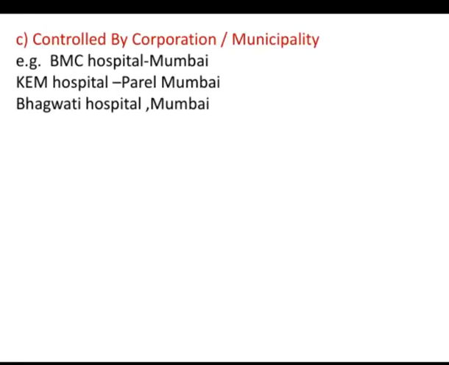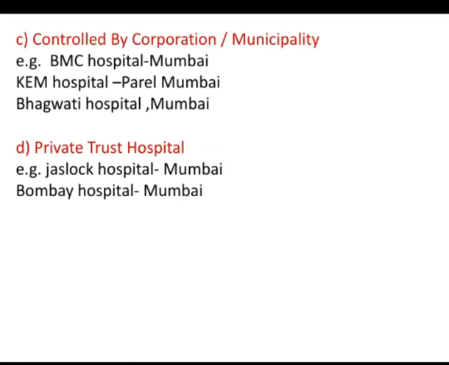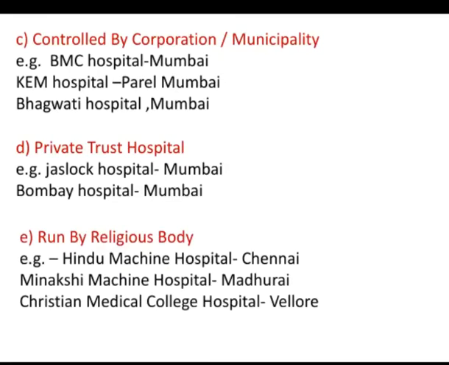The next, hospitals controlled by corporation or municipality, and the examples are BMC hospital, KEM hospital, and Bhagavati hospital. And the next is private trust hospitals, and the examples are Jaslok hospital and Bombay hospital. The next is hospitals run by religious body, and the examples are Hindu Mission Hospital, which is located at Chennai, Meenakshi Mission Hospital, which is located at Madurai, and Christian Medical College Hospital, which is located at Vellore.